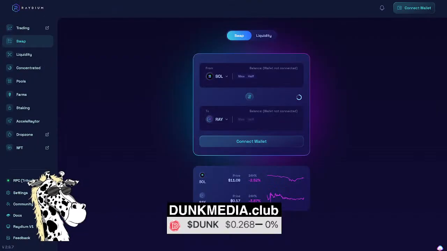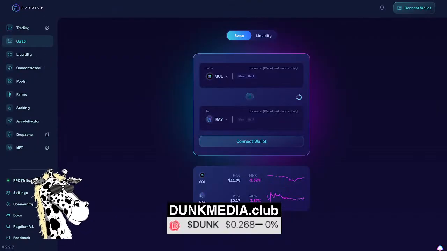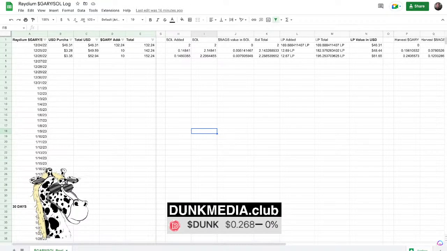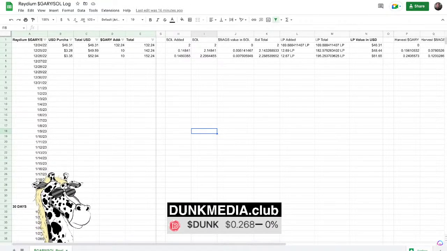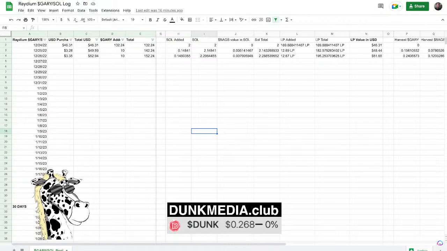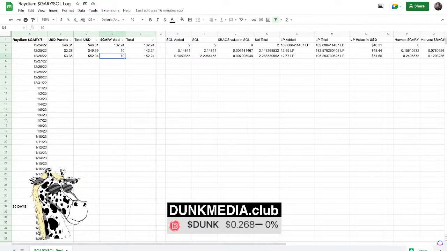So what I do is I go back to this chart. The first day I added in about $46. The second day I added in 10 Gary, and then the third day I added in 10 Gary. Today I'm going to add in another 10 Gary. One second.